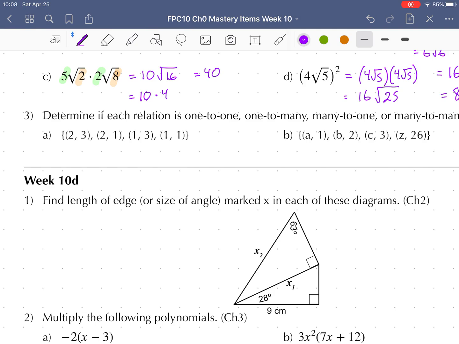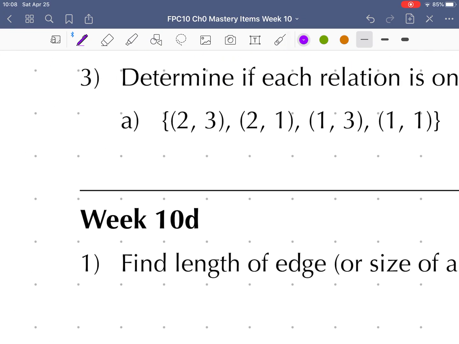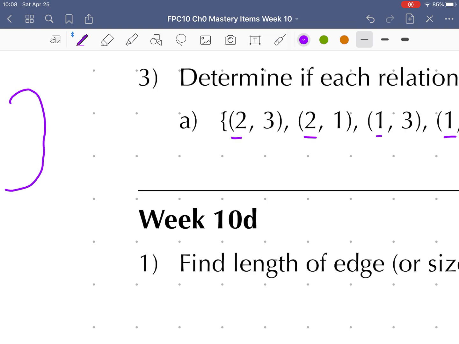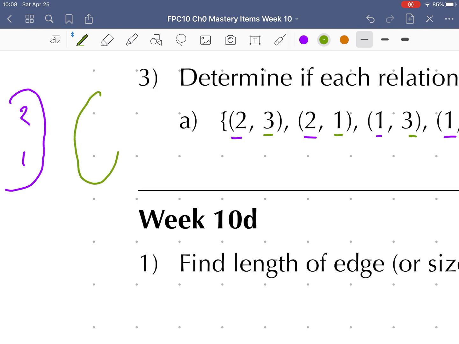Number 3, determine if each relation is one-to-one, one-to-many, many-to-one, or many-to-many. Number 3a. I start and I list out all my domain values. So I'm just doing this over here. There's just 2 and 1. Then I list my range values over here. 3 and 1. The 2 goes to the 3. The 2 goes to the 1. So it can't be one-to-one anymore, but it can be one-to-many. Then the 1 also goes to the 3, and the 1 also goes to the 1.